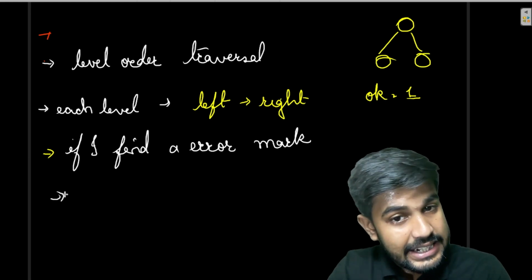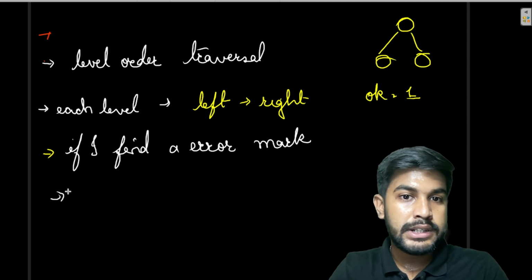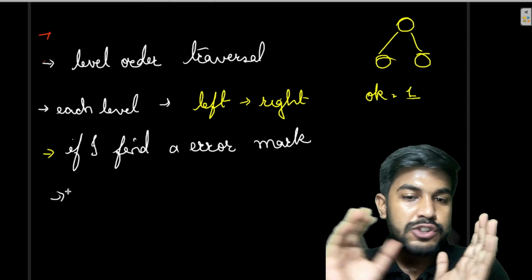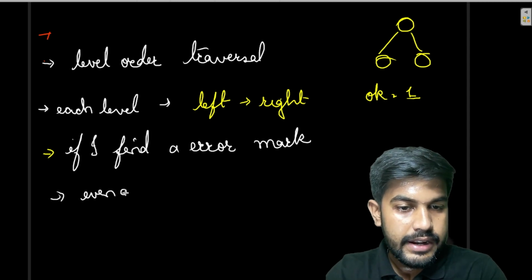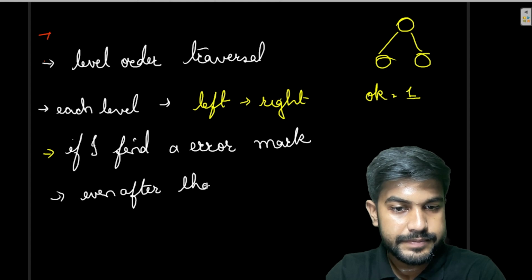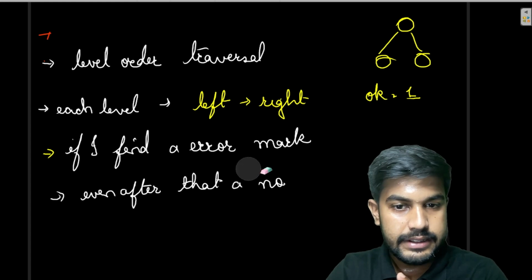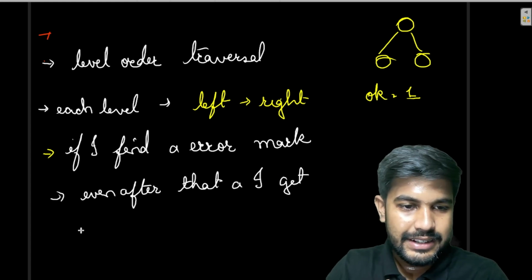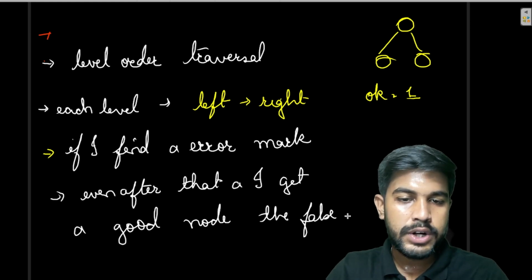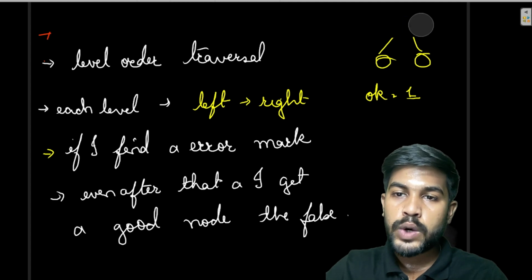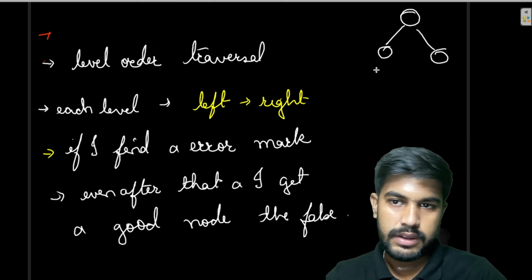But if after that error I find a node in the level order which is complete, then that is not a complete tree. So if I found the error and even after that I get a good node, then return false. That is not a complete binary tree. Now let us see what this is all about, and see this very carefully, how this is working.